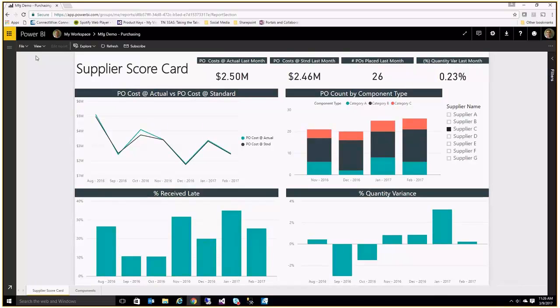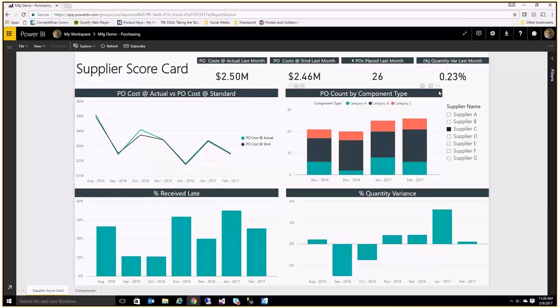So what we have here is an example of what a supplier scorecard could be, or a component scorecard could be. A supplier scorecard is specifically about knowing how your suppliers are performing. You want to show the ones that are underperforming, show the ones that are overperforming, and then adjust the purchase orders you're placing based off of that.